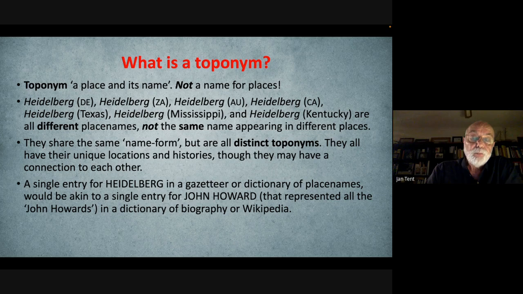So when we see a toponym in a gazetteer, which is a list of place names in a region, the place name in a gazetteer will have its coordinates, its latitude and longitude. And when we write the history of that place name, we want to know why it was named thus, who named it, where it is, etc. So if we had a single entry for Heidelberg in a gazetteer or a dictionary of place names, it would be very much like having a single entry for someone called John Howard that represented all the John Howards in a dictionary of biography or in Wikipedia. And clearly we can't have that.